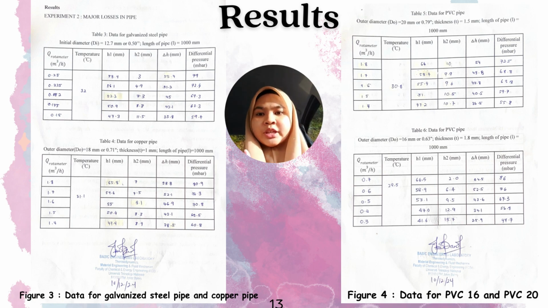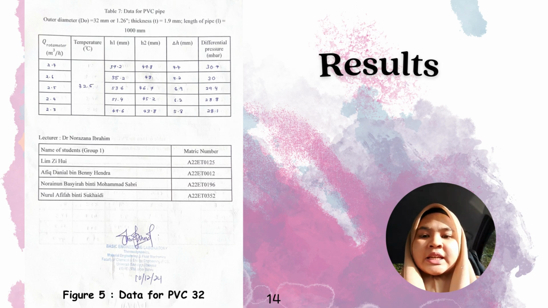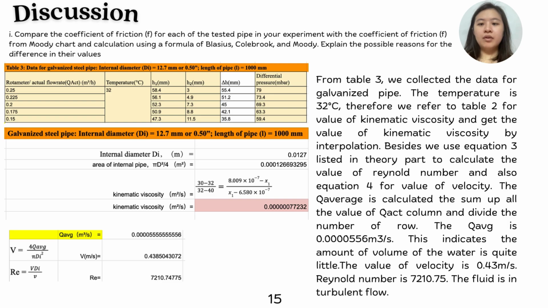Next, the results and outcome from the experiment are shown in Figure 3, which is the data for galvanized steel pipe and copper pipe, and Figure 4 is the data for PVC 16 and PVC 20. And the last one is Figure 5, which is the data for the PVC 32. For the discussion, we have compared the coefficients of friction factors for each of the tested pipes, and the coefficient of friction from Moody's chart and the calculation using the formulas of Blasius, Colebrook, and Moody.